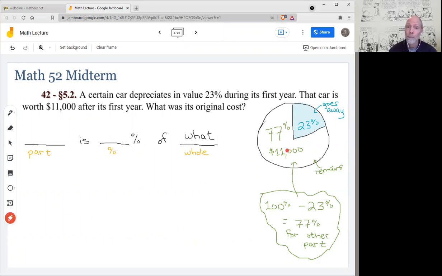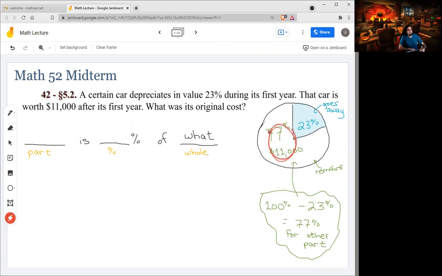So now I have one pie slice that has a percent and a dollar amount in it. Since both are for the same pie slice, I can actually fill them in over here. And once we've done that, I shouldn't flip-flop yet. Okay. Now it's the same as everything else you've seen in this chapter. Now it's just solving a percent sentence.